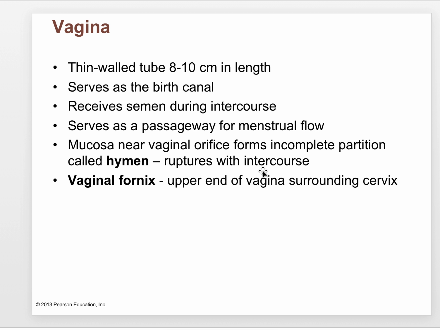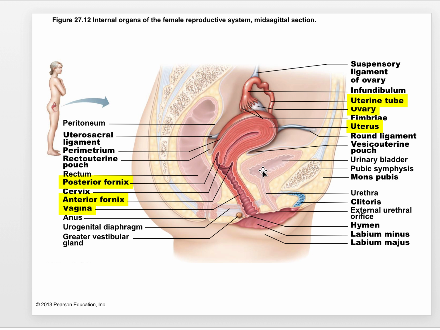The vaginal fornix is the upper end of the vagina surrounded by the cervix. Here's the fornix. Fornix is like this little corner. There's a posterior fornix and an anterior fornix.